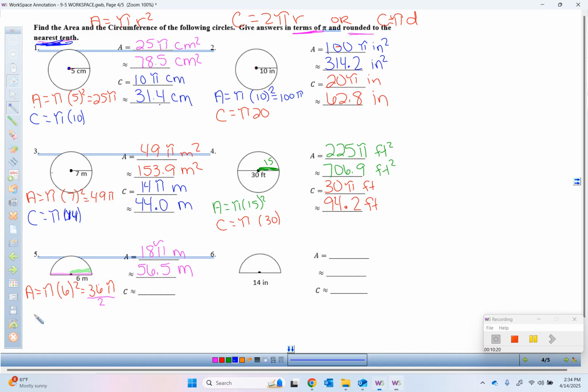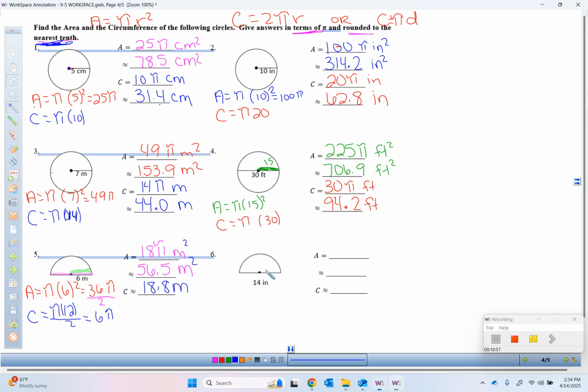Okay, moving on to circumference. Remember, it's pi d, so pi and my diameter, which would be twice the radius, so 6 and 6 is 12. Pi d, and then we divide it by 2, and 12 divided by 2 is 6 pi. So in terms of pi, it is 6 pi, and notice the approximation mark. So you put 6 pi in your calculator, and you should get 18.8 meters. And sorry, on the area, that's supposed to be squared.